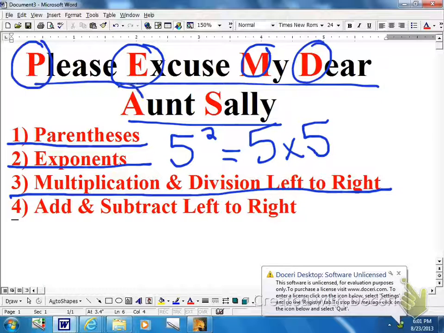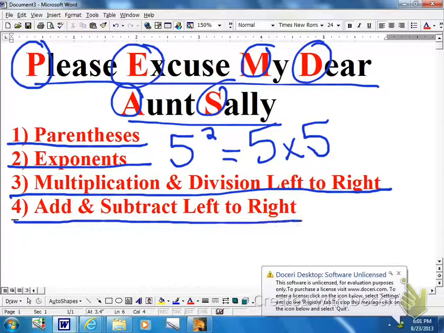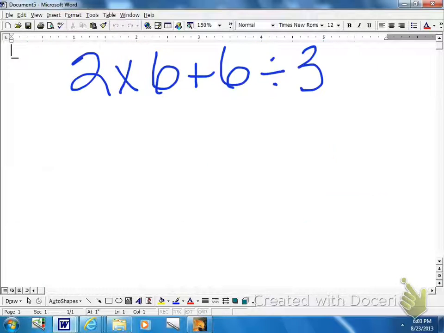And then we have Aunt Sally, A and S. Last thing you do is add or subtract left to right again. Addition is not more important than subtraction. Whichever you come to first, that is what you do first. So let's go back to our original problem and solve it according to the order of operations. Please, parentheses, I don't have any.